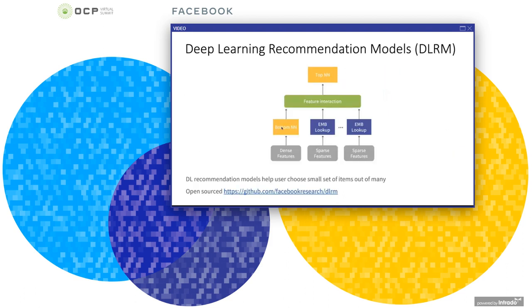So let's look at a concrete example of a deep learning recommendation model. This is a model that helps us choose a small set of items out of many. Its input consists of dense and sparse features. We'll come back to explain what these are in the next slides. Dense features are fed into bottom MLP layers. Sparse features are fed to embedding tables, where embedding lookup is performed. The features are interacted, and the results are fed into the top neural network, which often consists of MLPs.